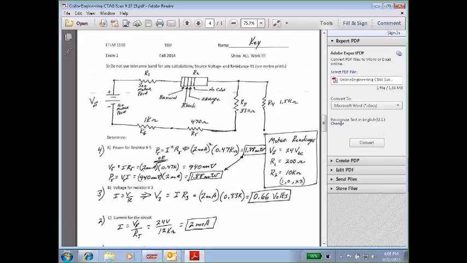Then I go on to describing what a conductor is and what an insulator is. Then we go to the wire tables, and I explain to them how to read the wire tables. They have that in their textbook.